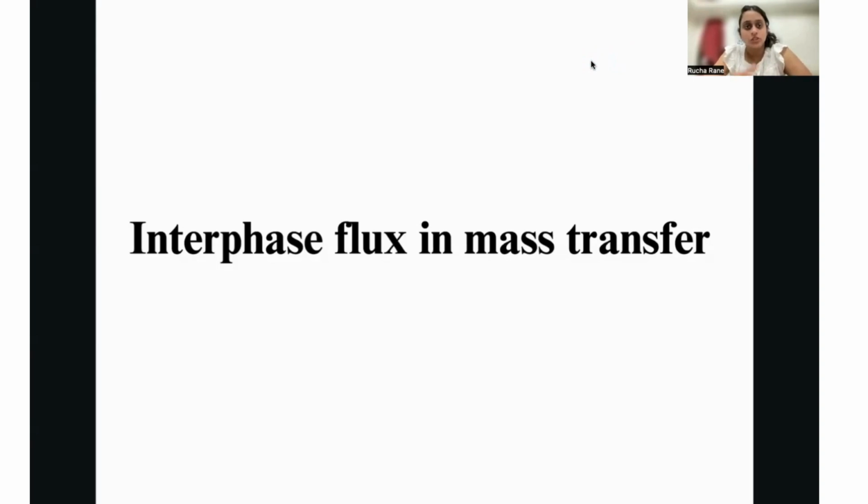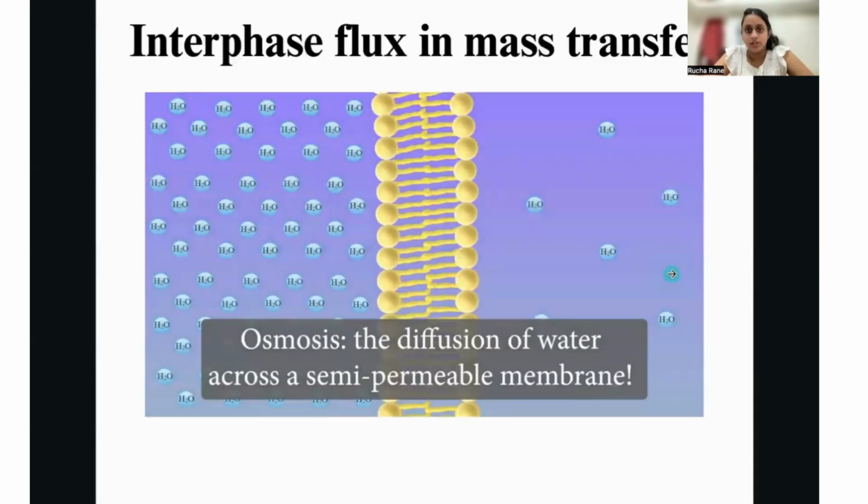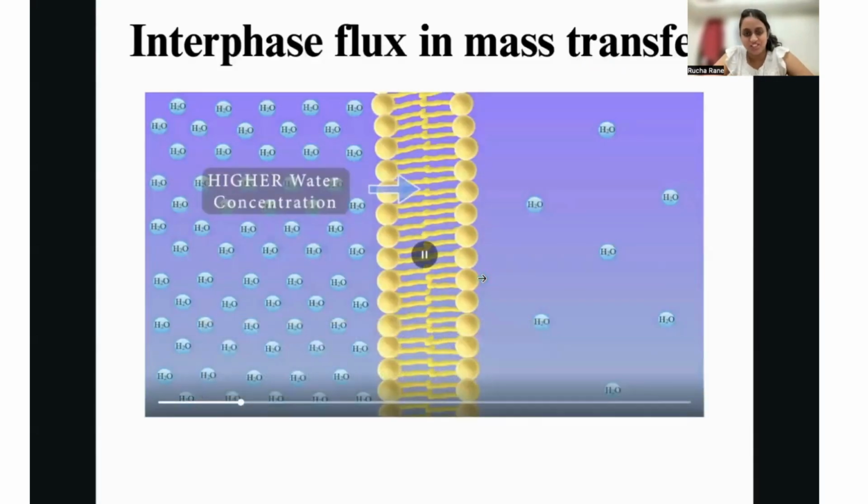Okay. So now our next topic is interface in mass transfer. So basically we will now go term by term. The first term here is interface flux, which we discussed earlier in heat transfer. Now mass transfer. So what is the first basic thing which we think of when we think of mass transfer? It is the osmosis field, of course.